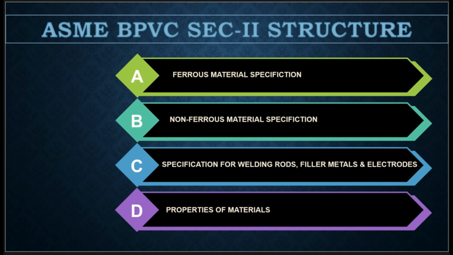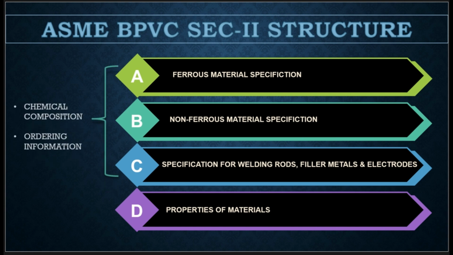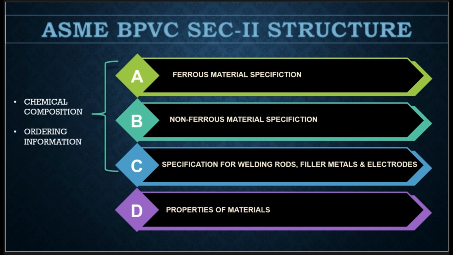And finally, I want to say that ASME Section 2 Parts A, B, and C are specifications that provide information on chemical compositions and ordering requirements for different materials used in industries, while Part D covers mechanical and physical properties such as tensile strength, yield strength, modulus of elasticity, thermal expansion properties, and density of so many materials. I hope you understand this lecture. Yes, thank you.